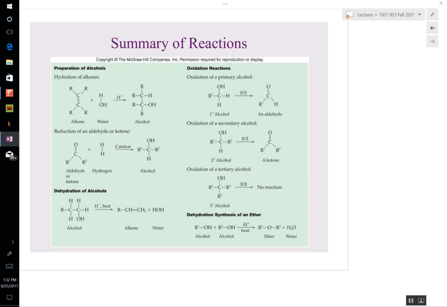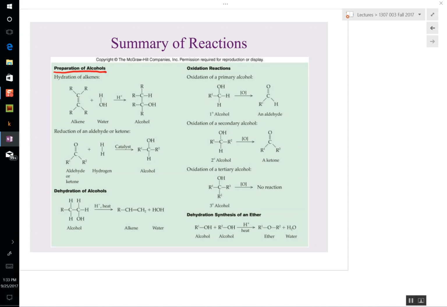So here, first category is how do you make an alcohol? You could react an alkene plus water to form an alcohol. You could take an aldehyde or a ketone and hydrogenate. This is hydrogenation. Form an alcohol. Oxidation, we talked about on Wednesday. Primary to an aldehyde, secondary to a ketone, tertiary, no reaction. And then here are the two dehydration reactions at the bottom.